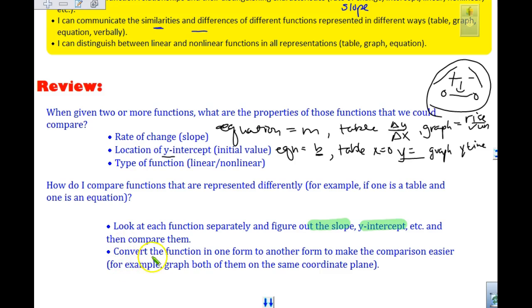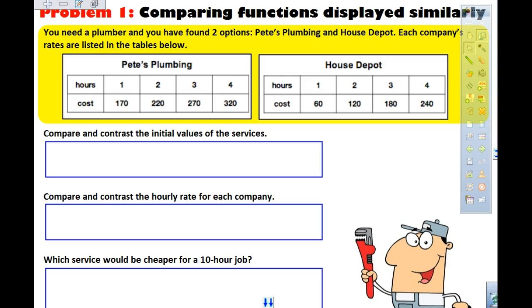The second thing is down here: being able to convert the function from one form to another. Like if it's a table, could you write an equation for it? If it's a graph, could you write an equation? If it's a story, could you make a table of it? So changing one form to the other form and then comparing it. If you have both graphs, it might be easier to compare them. If they are both equations, they might be easier to compare. It's kind of nice, they're both written in the same form.